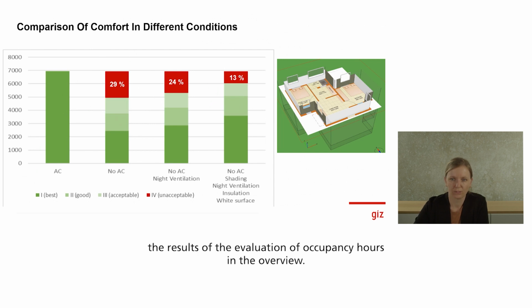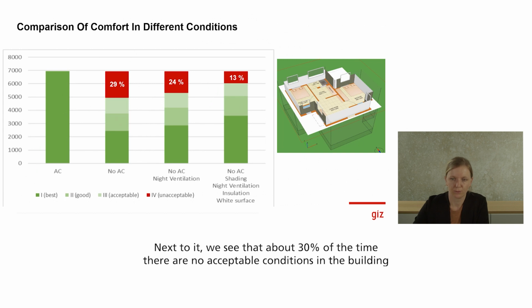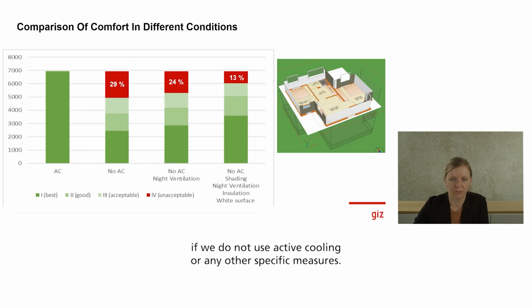Here we see again the results of the evaluation of occupancy hours in the overview. On the far left, the case with AC, which leads to overall comfortable conditions. Next to it, we see that about 30% of the time there are no acceptable conditions in the building if we do not use active cooling or any other specific measures. In comparison, we see that increased night ventilation in the warm months can reduce the uncomfortable proportion, at least somewhat, without much effort.